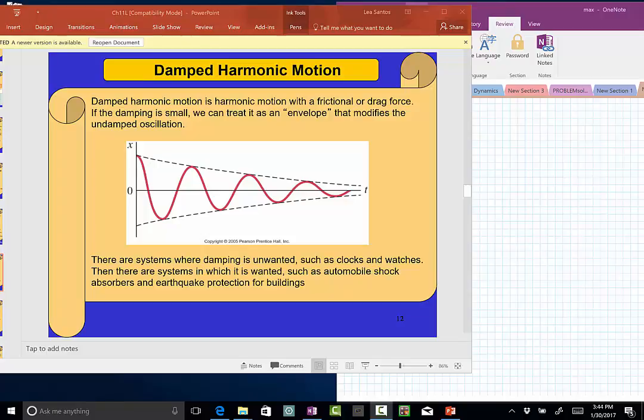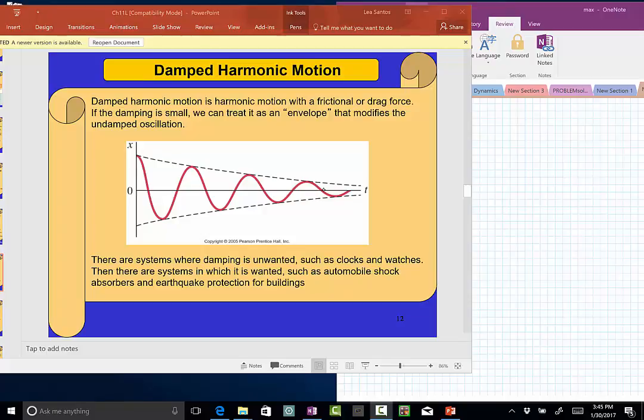So this is what you see in this plot here. We started with a certain amplitude here, but you see that this amplitude is slowly decreasing. This is what we call damped harmonic motion. And this envelope of the decay of the oscillations tells us how the amplitude is decreasing.